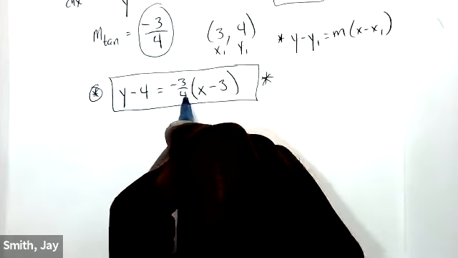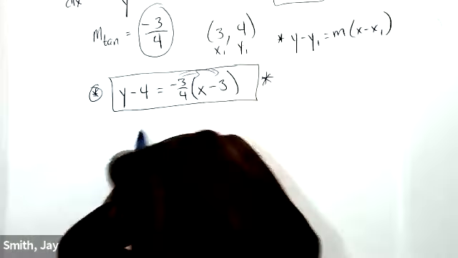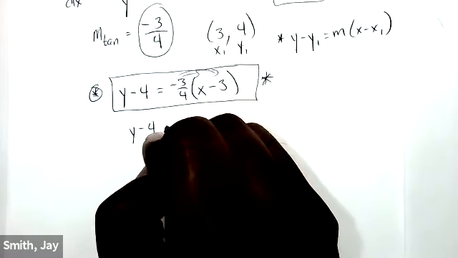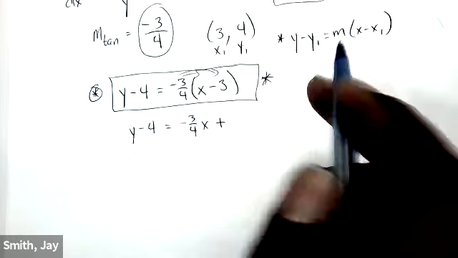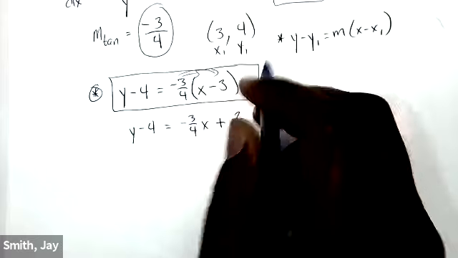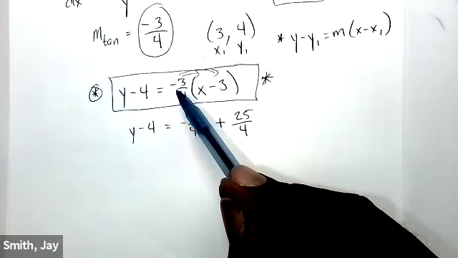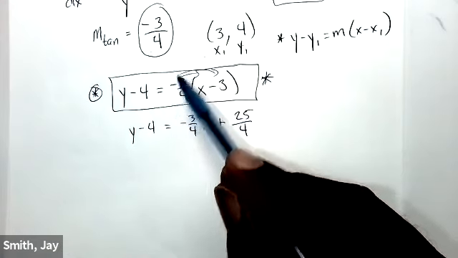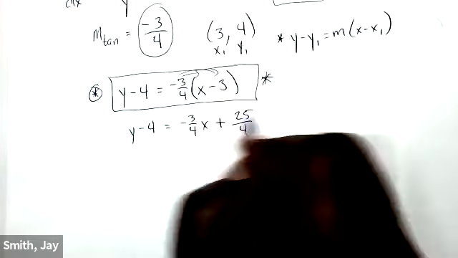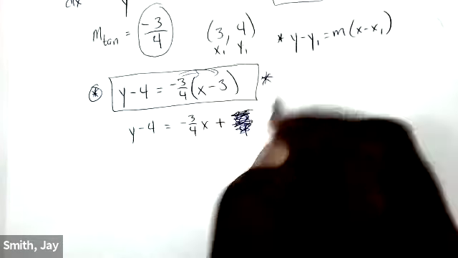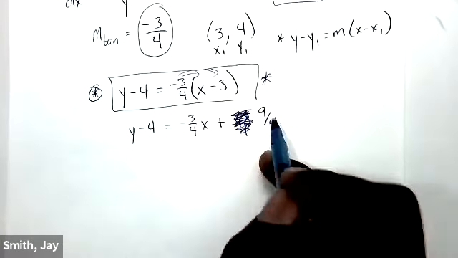So we have y minus 4 is equal to negative 3/4 times x minus 3. First thing we could do, go ahead and distribute that negative 3/4. So give me y minus 4 is equal to negative 3/4 x. Negative 3/4 times negative 3 would be plus, I'm sorry, skip a step, that should be 9/4. Should be y minus 4 is equal to negative 3/4 x plus 9/4.